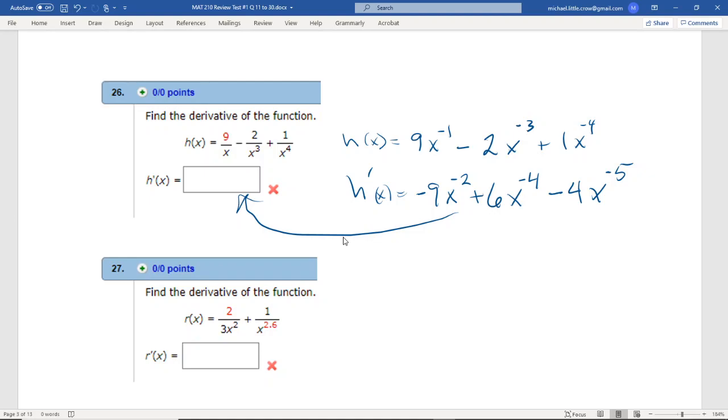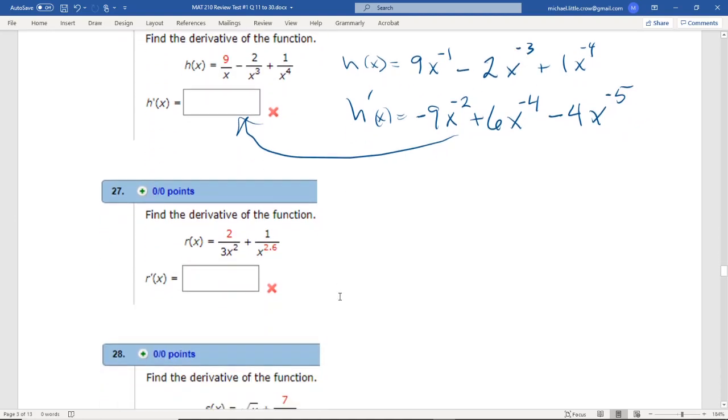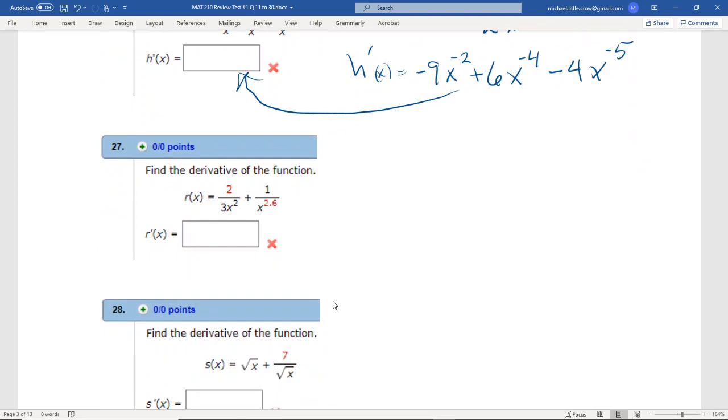27. Find the derivative of this function. Again, we are going to rewrite this. Now, when we move the x up to make it x to the minus 2, we do not move the 3. The 3 stays where it's at. So we're going to rewrite this as r of x equals 2/3. We're going to bring the x up here, make that to the minus 2. This one, the x moves up and multiplies times 1, so that's all that's there. There's an invisible coefficient of 1 here to the minus 2.6.